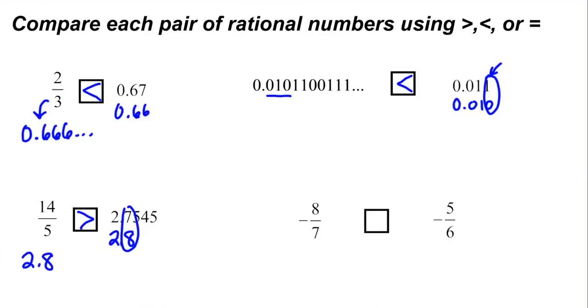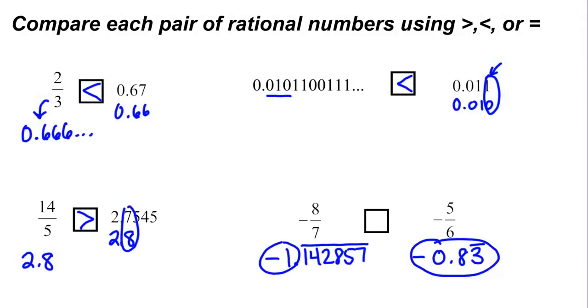And then here I've got a couple of fractions, negative 8/7 and negative 5/6. If I convert these to their decimal values, 8 divided by 7, I get negative 1.142857 repeating, and negative 5/6 is negative 0.83 with the 3 repeating. So then I can see right here, negative 1 is less than 0. So that is going to be less than negative 5/6. So that's how we compare all these types of numbers. So again, rational numbers, any number that can be written as a fraction.